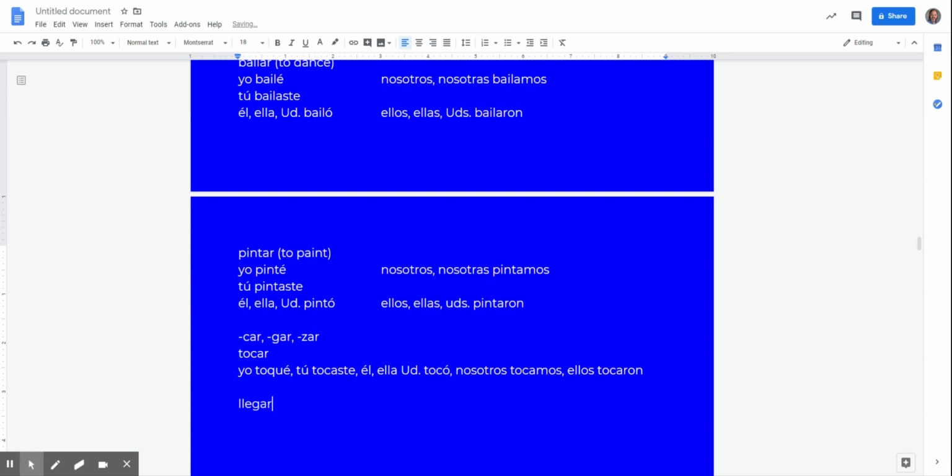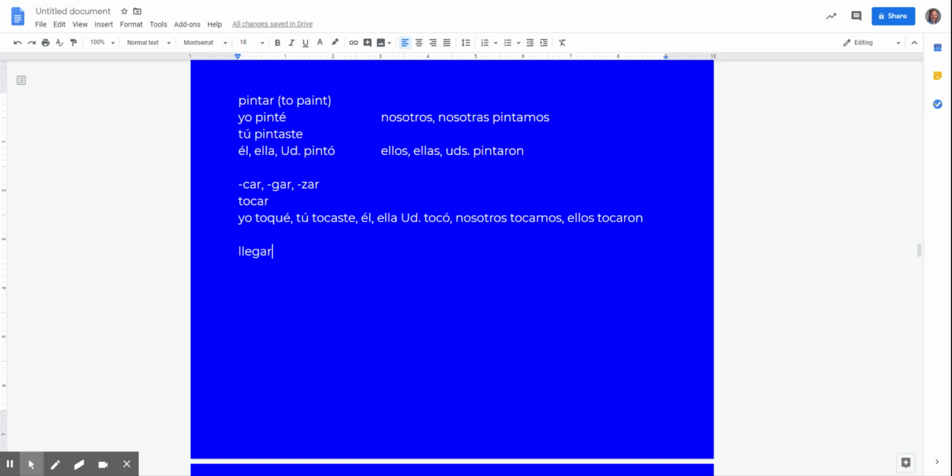Okay, so it's just the yo form. A GAR verb like llegar, to arrive. You take off the GAR, and then remember GE doesn't work because it gives it a soft sound. You have to change the G to GU. Yo llegué. And then the rest of the verb is normal. Llegaste. Llegó. Llegamos. Llegaron. No problems with the rest of it.